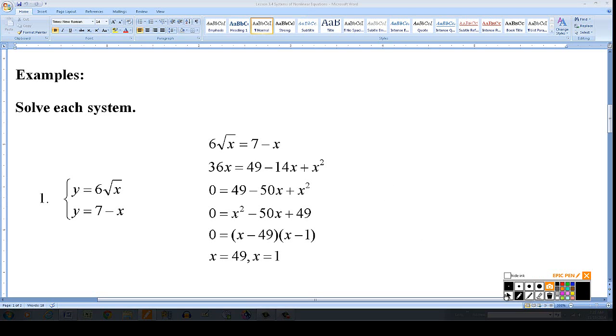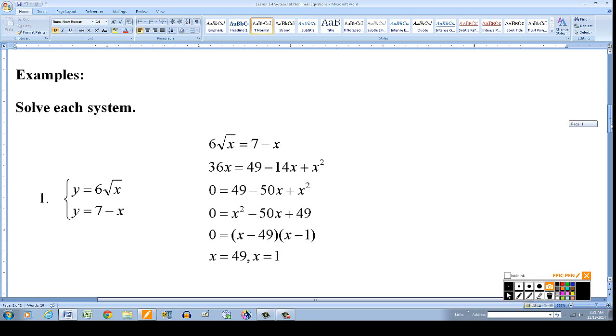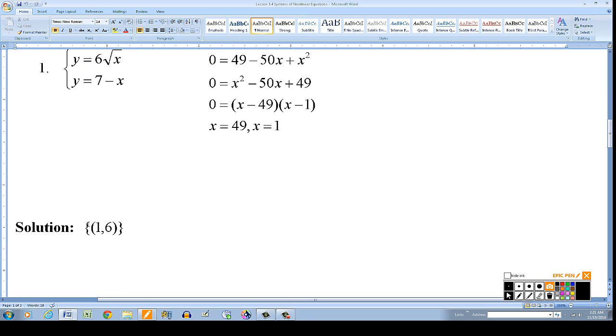So in this case, I can write my solution as an ordered pair, or I can write it as a solution set this way. X equal to 1, y is equal to 6. That's my solution.